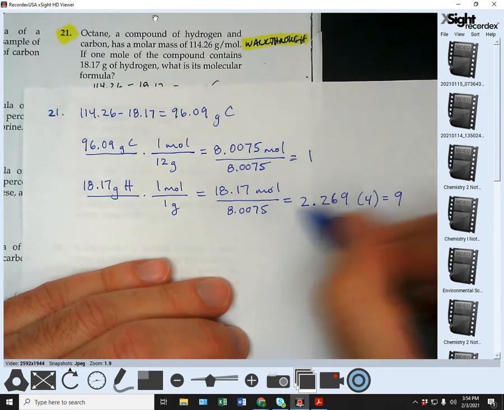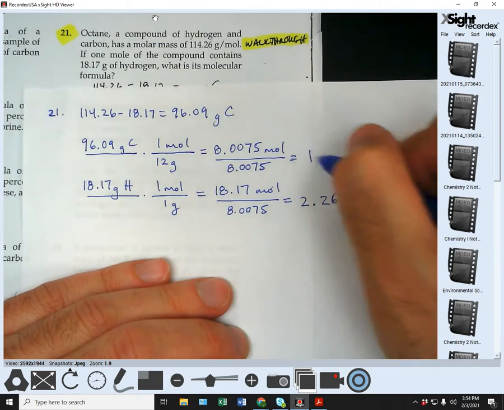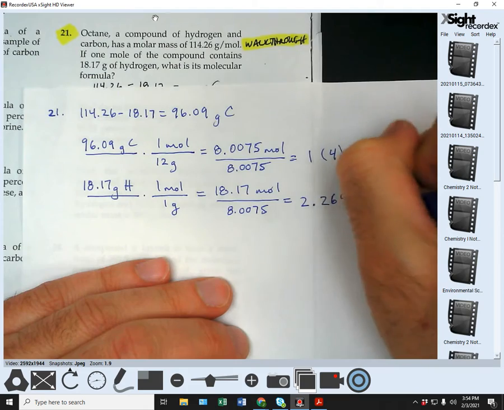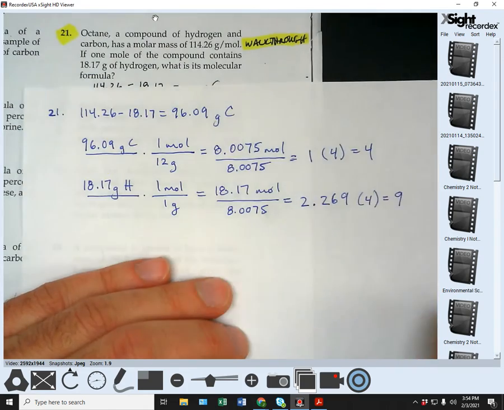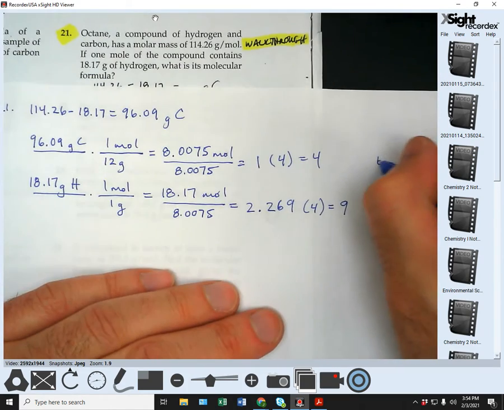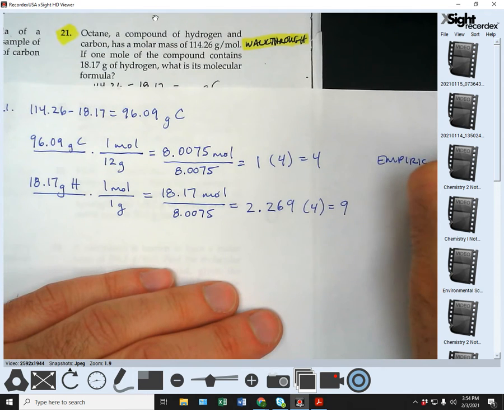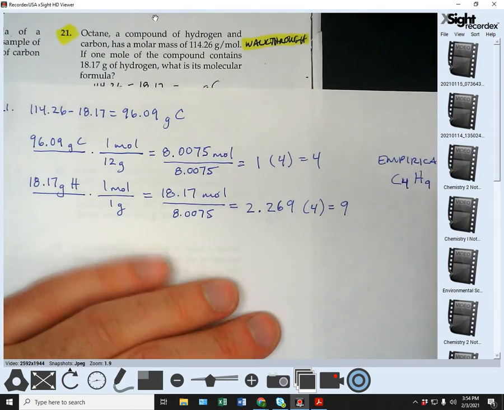Okay, and whatever you do to one of them, you've got to do to all the numbers there. So this times 4. So we get an empirical formula of C4H9. Okay.